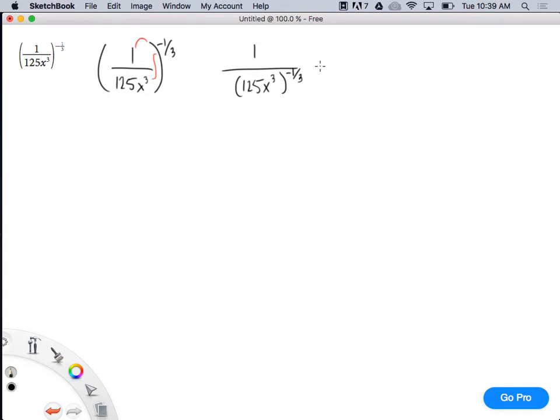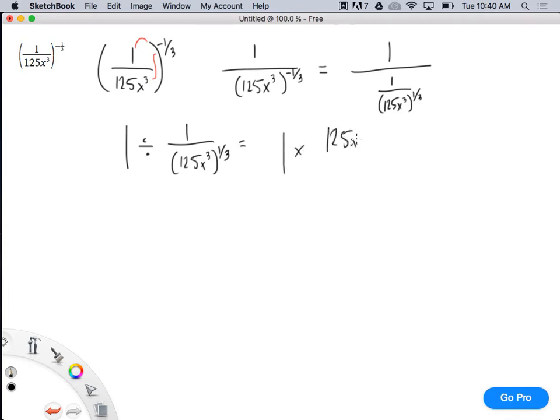Now, what I should do, class, I've got something to a negative power, so I turn that into 1 over 125 x to the third to the positive 1/3 power. That's what it is. And then I end up with, because I don't like this fraction within a fraction, 1 divided by 125 x to the third to the 1/3 power. Well, that's multiplied by the reciprocal, so it's 1 times 125 x to the third to the 1/3 power over 1.